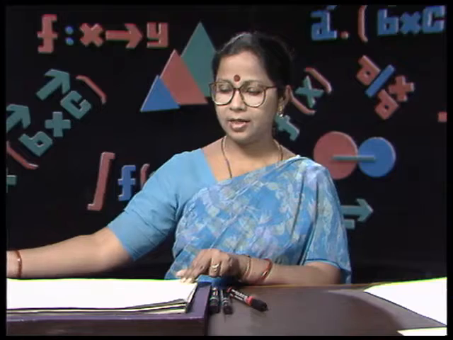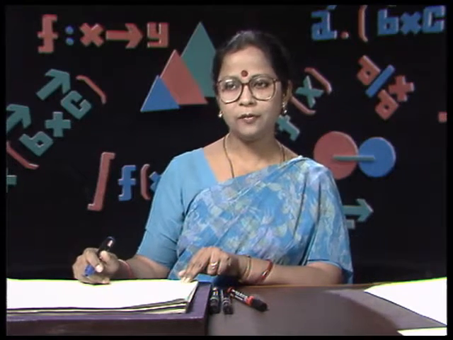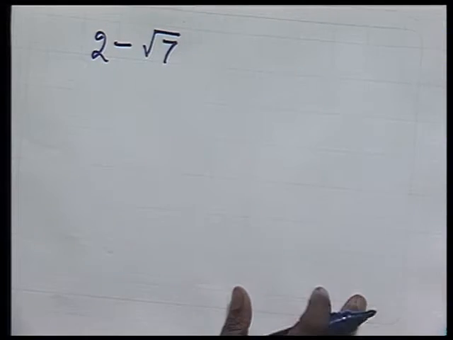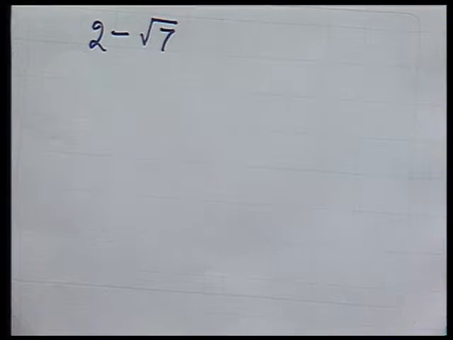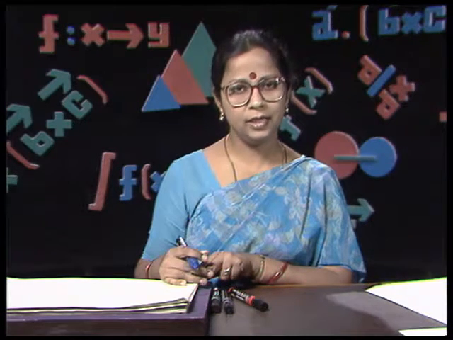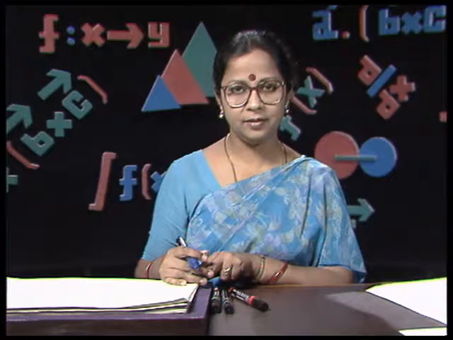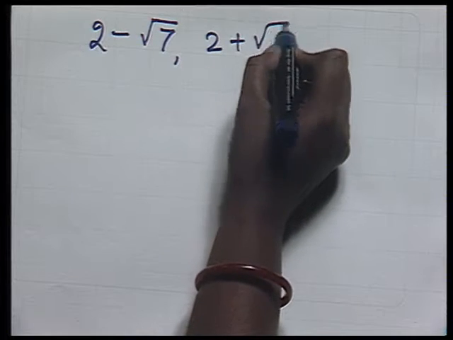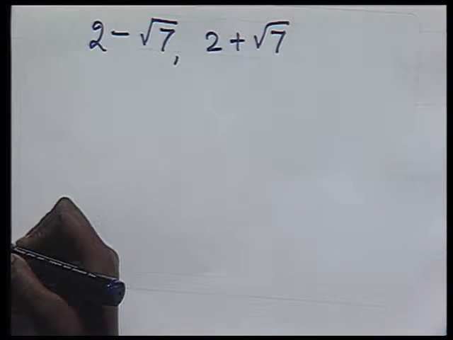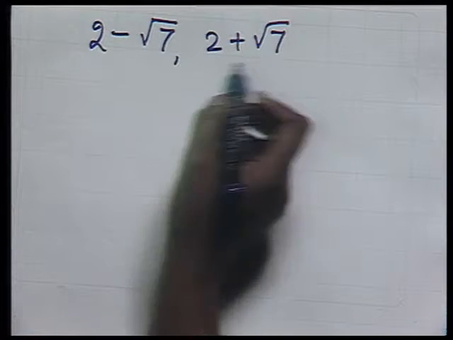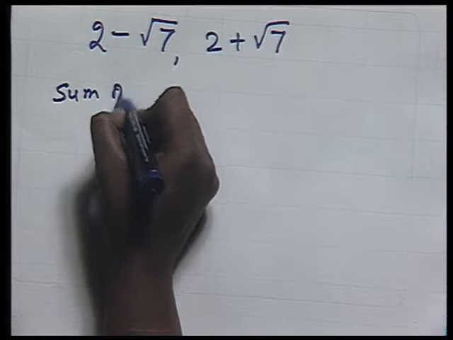Now, let us construct a quadratic equation, one of whose roots is 2 minus under root of 7. In quadratic equations, roots always occur in conjugates. So, if one of the roots of the quadratic equation is 2 minus under root of 7, then the other root will obviously be 2 plus under root of 7. Now, if we have to construct the quadratic equation whose roots are 2 minus under root of 7 and 2 plus under root of 7, then first of all we have to find out the sum of the roots.